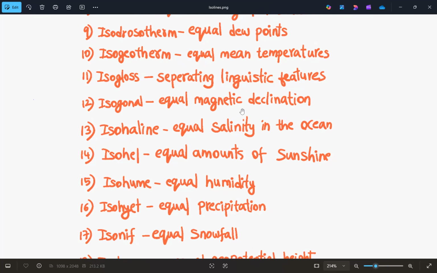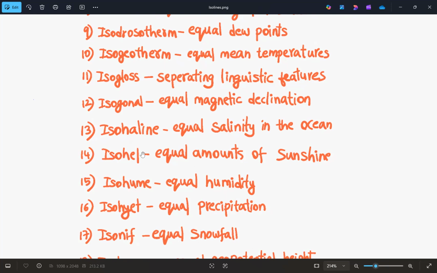And the next one is isohaline. We know haline is related to salts. So isohalines measure equal salinity in the ocean. And the next one is isohel. What does an isohel measure? It measures equal amounts of sunshine. How do you feel when you get near the sun? It feels like hell when you move towards the sun. So equal amounts of sunshine is measured by isohel.